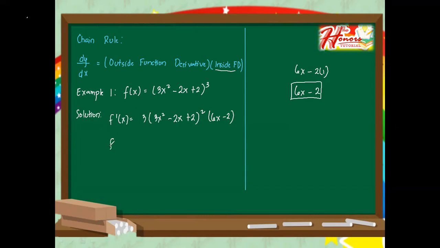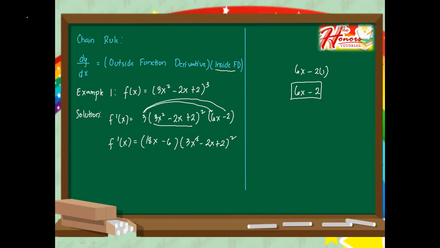And then for us to solve for the derivative, we will be multiplying 3 and 6x minus 2. Okay? So 3 times 6x, that is 18x. And then after that, we are going to multiply 3 and negative 2 also. So we have here negative 6. And then after that, you will be copying the inside of the parenthesis. So that is 3x squared minus 2x plus 2 raised to 2.